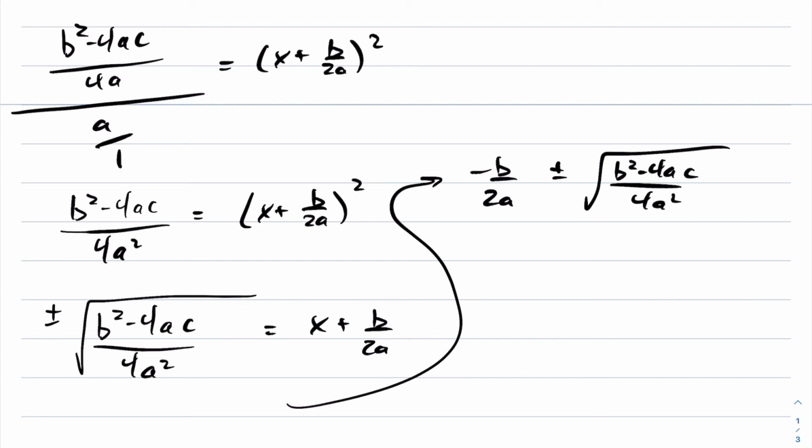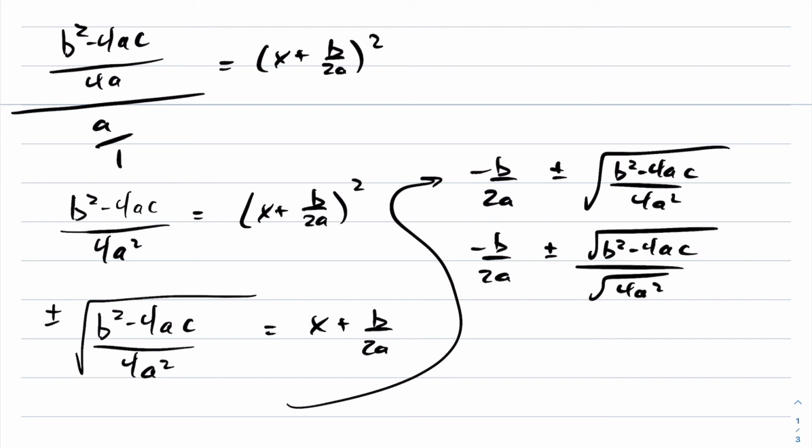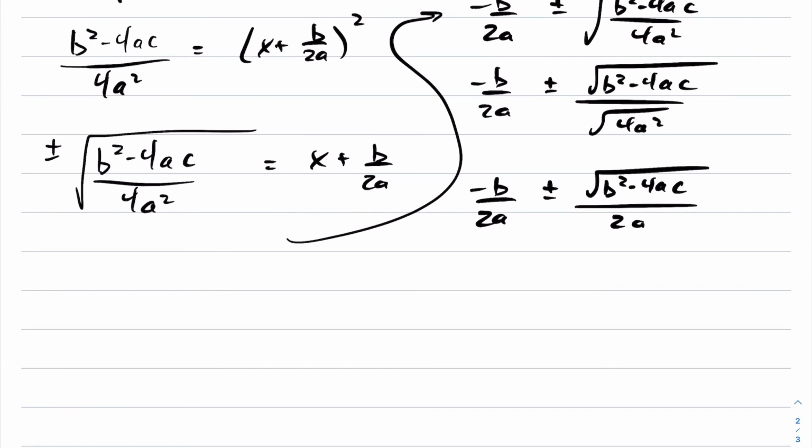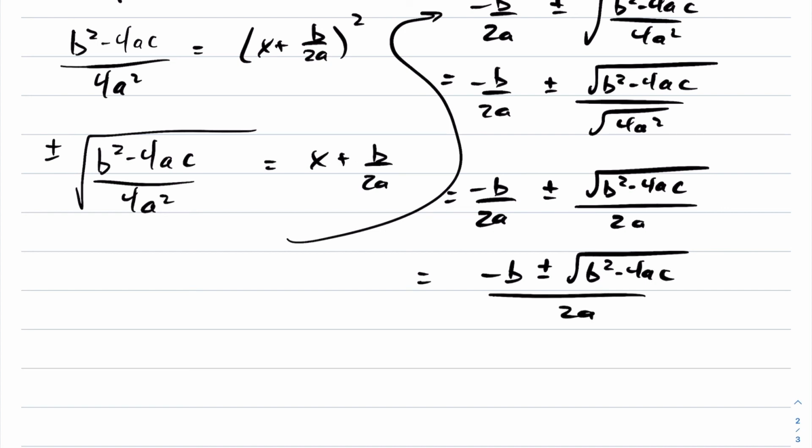Okay. Now when you take the square root of a number like we discussed, you take the square root of the top and the square root of the bottom. And what happens here is the square root of 4a squared is going to be 2a. And now I can get a common denominator here. Since I have a common denominator, we now have our quadratic equation. And this is, again, like we talked about, x equals.